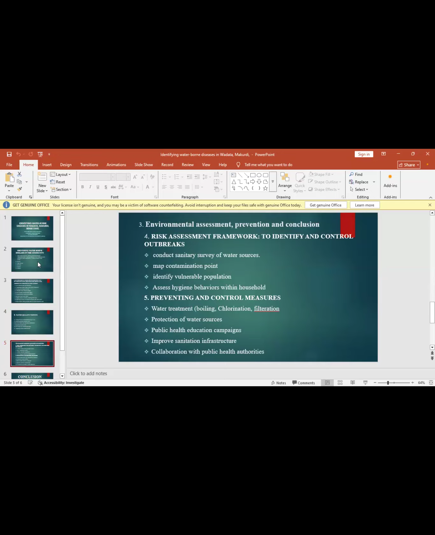One, we conduct a sanitary survey of water sources. We should always know the sanitary state of the water source where we get our water. We need to map the contamination points, identify the vulnerable population, and assess hygiene behavior within the household. Then prevention and control measures. How do we prevent and control this menace? One, by water treatment. We can do chlorination, boiling, filtration, protection of water supply sources, public health education campaigns, improved sanitation infrastructure, and collaboration with public health.